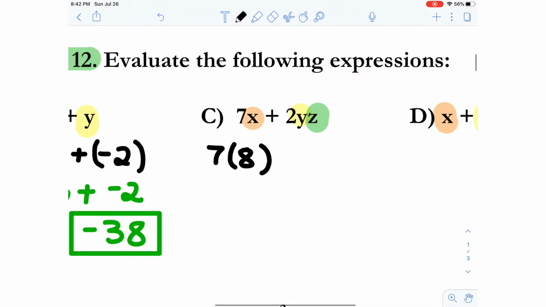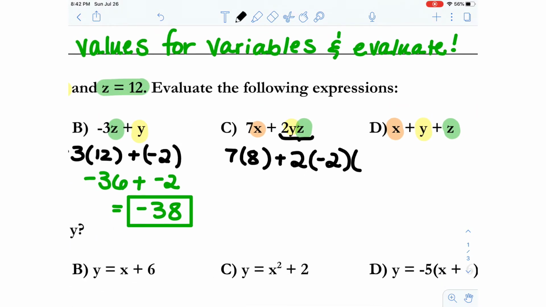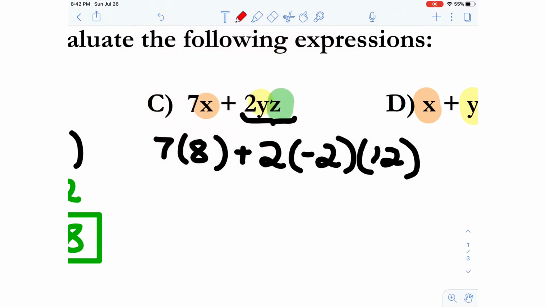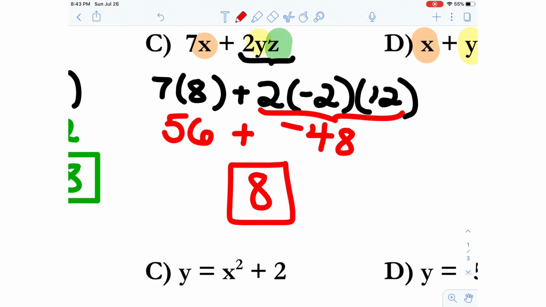Moving on, we got 7x. Okay, well, x is 8. Plus, now with these letters all right next to each other, it's going to imply multiplication. So I'm going to take the 2 that was there, multiply it by y, which is -2, and multiply that by z, which is 12. Okay, 7 times 8 is 56. Now for here I can use my calculator or I can do this in my head. 2 times -2 is -4, times 12 is -48. So 56 plus -48 is 8. And that's the final answer.